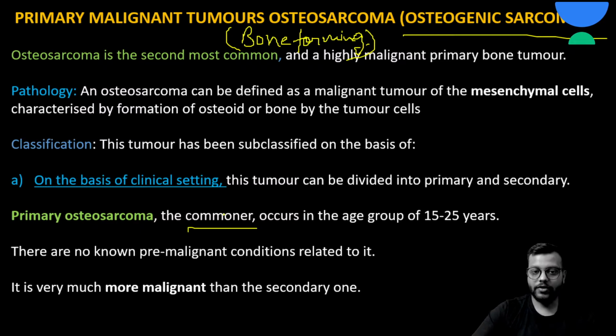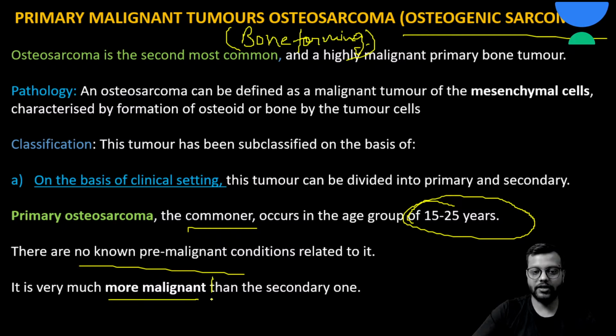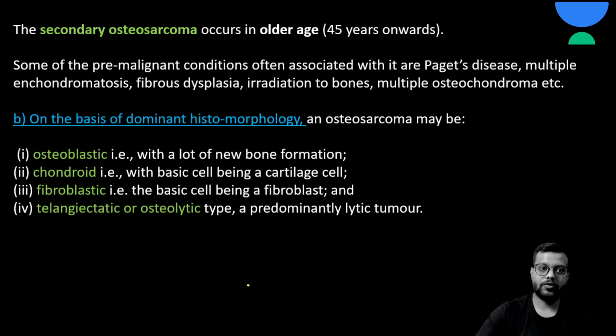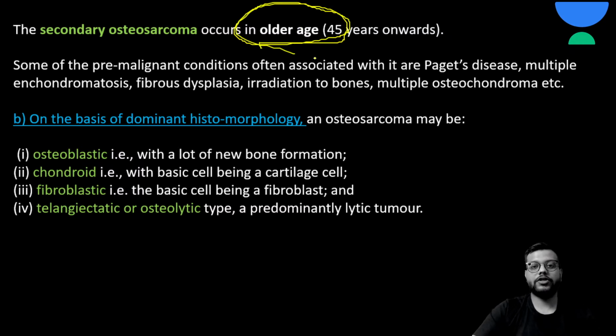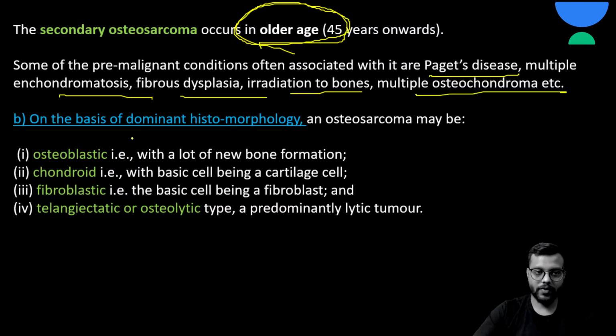Okay, and it is commoner of the two, and in young adults there is no pre-malignant condition required, and malignancy is higher than the secondary osteosarcoma. And secondary osteosarcoma occurs in the elderly population, and it is associated with other conditions which are already present, like Paget's disease, enchondromatosis, fibrous dysplasia, history of irradiation to the bone, or osteochondroma, etc.